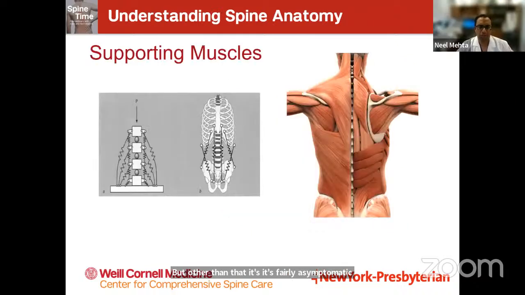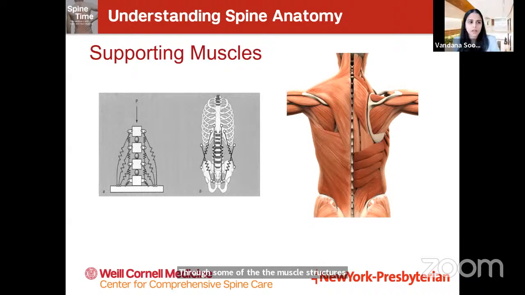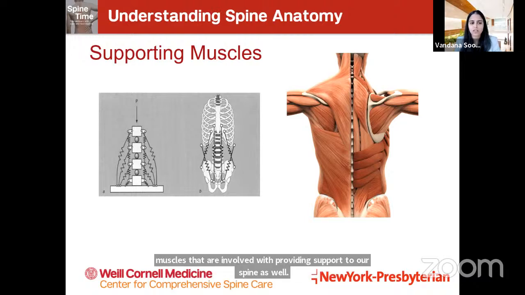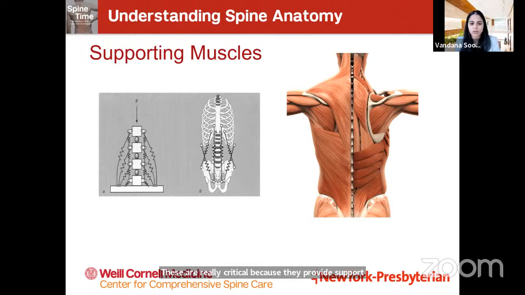Vandana, walk us through some of the muscle structures here. Sure. So in addition to the bones, the joints, and the nerves that Dr. Solanki pointed out, we have dozens and dozens of muscles that are involved with providing support to our spine as well. These are really critical because they provide support and they absorb a lot of the stress that our spine is otherwise exposed to. The stronger the muscles that you have around your spine, the better we're able to protect the deeper elements of the spine, such as the bones, the joints, and the nerves.